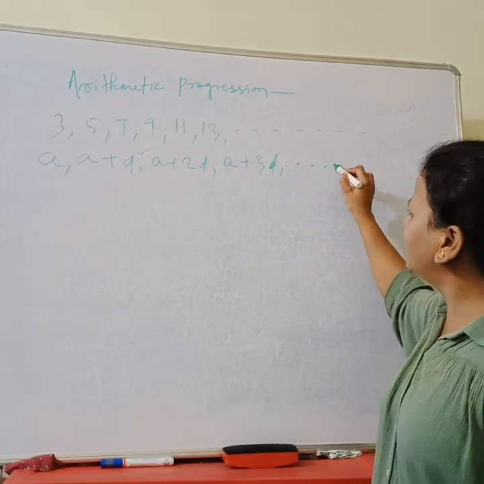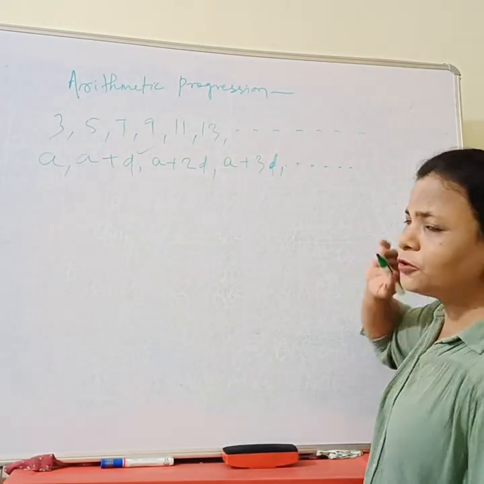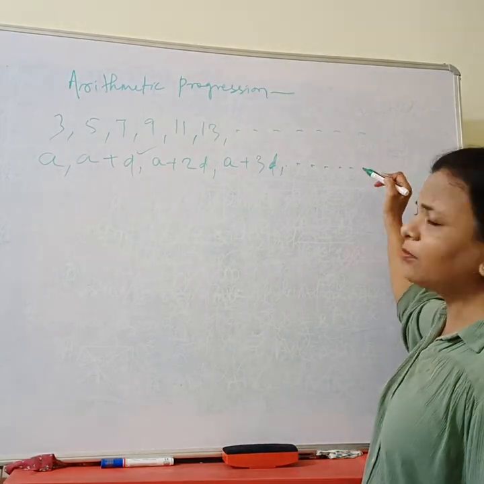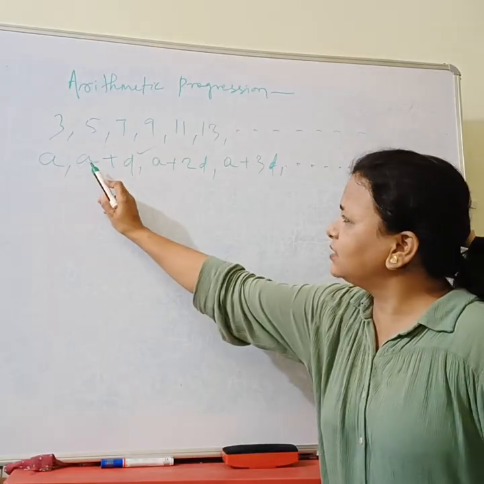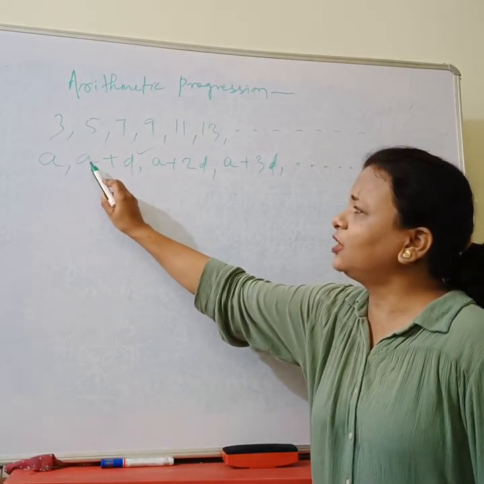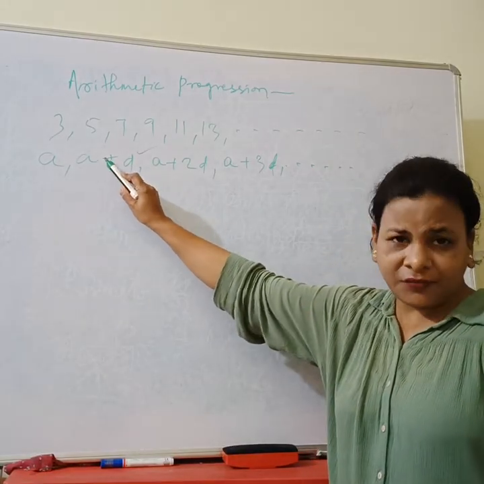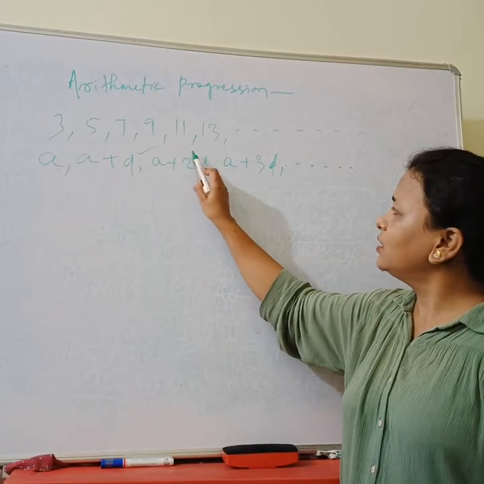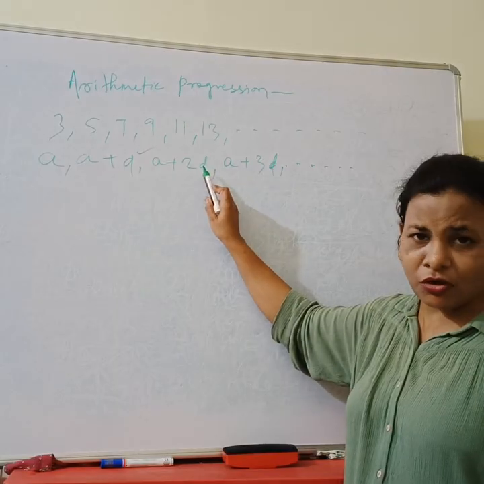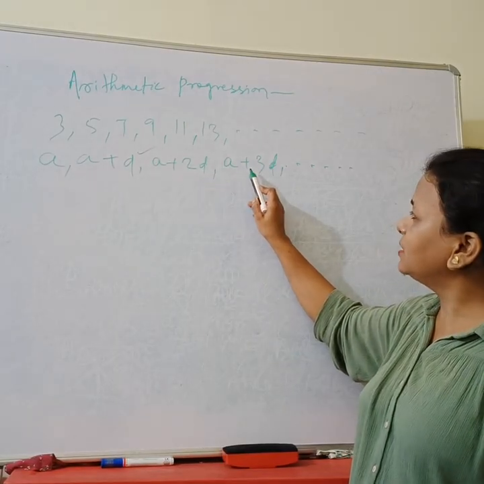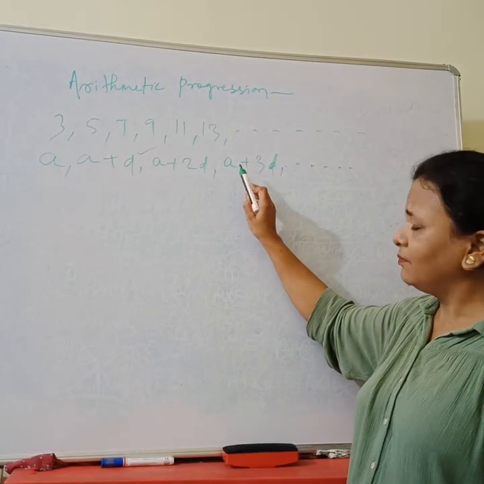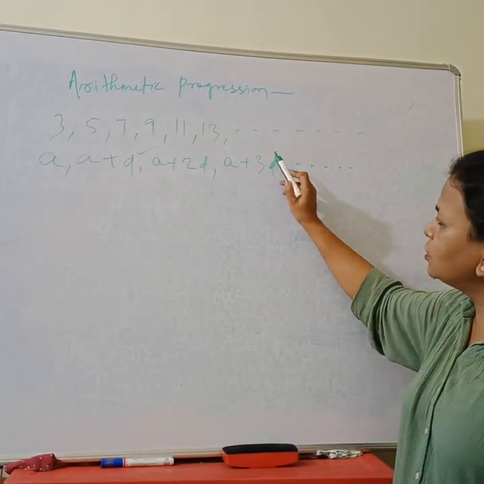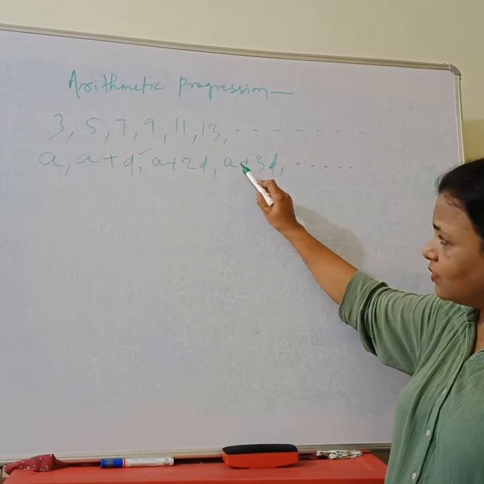In this way, if the sequence continues, suppose there are n terms, how can we write the form of the nth term? You can imagine the second term needs 1 time D to be added to A, where A means the first term. The third term is obtained by adding 2 times the common difference to A. And the fourth term is obtained by adding 3 times the common difference to A.